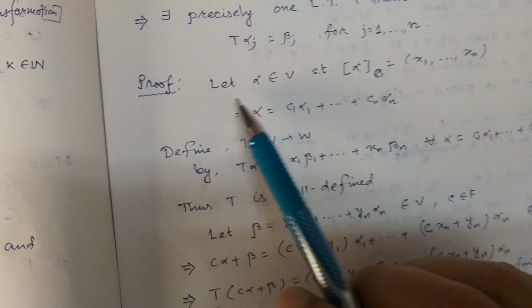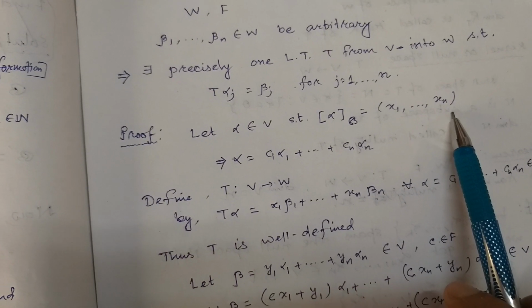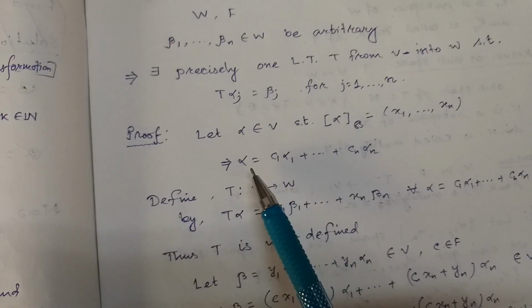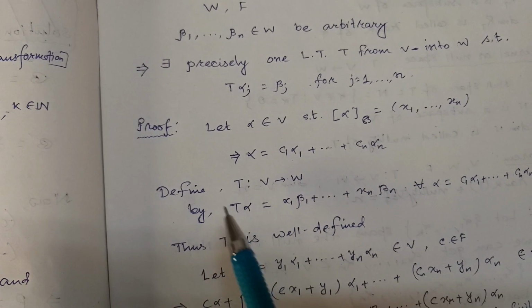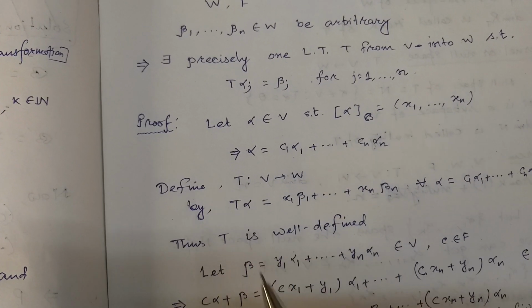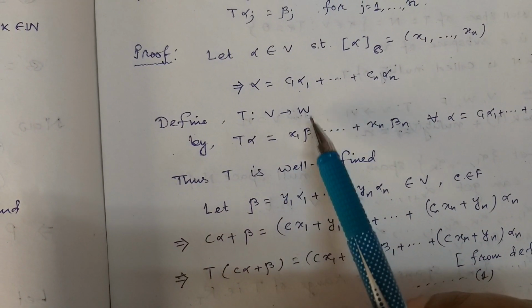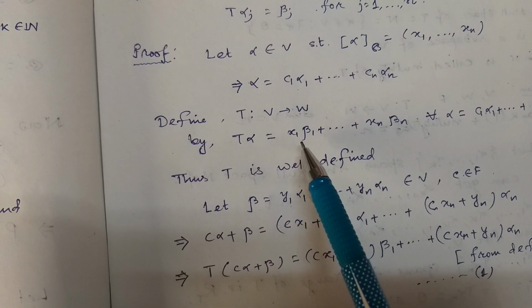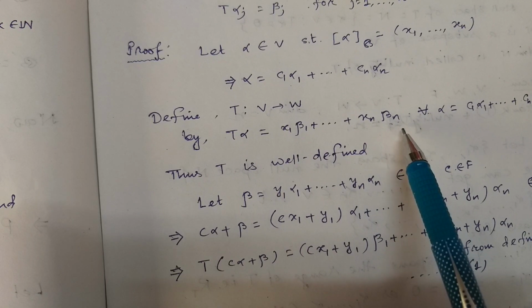Proof. Let alpha belong to V such that the coordinate of alpha with respect to this basis B is equal to x1, x2, dot dot, xn. Then definitely alpha can be represented as x1 alpha 1 plus dot dot dot xn alpha n. Now we define a mapping, not yet a linear transformation, we have to check it is linear. We define a mapping T from V to W in the way T of alpha equal to x1 beta 1 plus x2 beta 2 plus dot dot xn beta n.